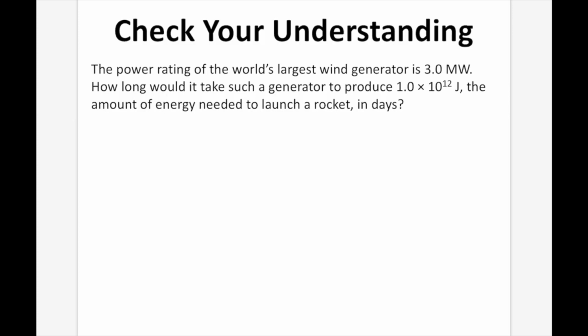Check your understanding. The power rating of the world's largest wind generator is 3 megawatts. How long would it take such a generator to produce 1 times 10 to the 12 joules, the amount of energy needed to launch a rocket? And we need our answer in days.